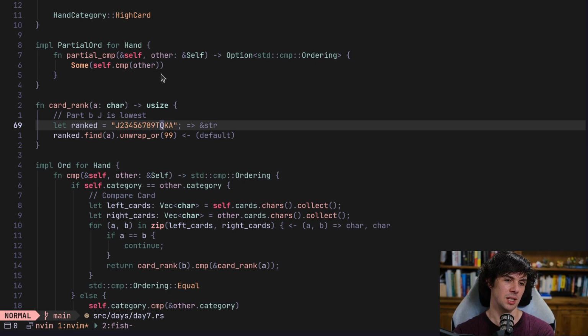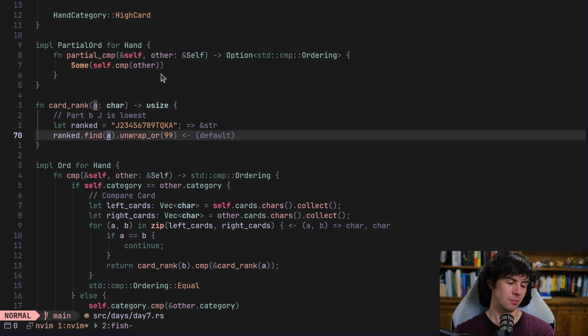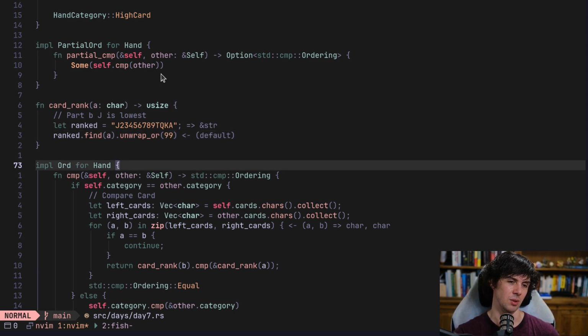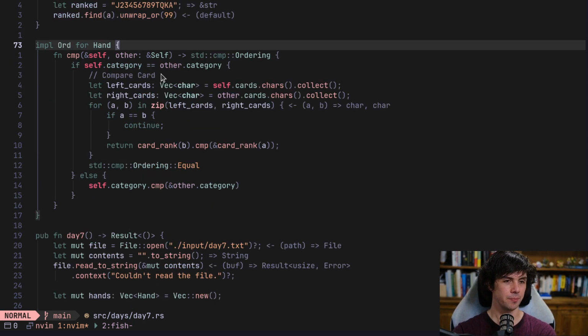J normally sits here between the T and the Q, but for part B we had to move it down to the beginning. It finds the card in the list and returns a numeric value representing where that is in the list. It does technically return 99 if there's a character that doesn't match, but for the purposes of this puzzle, that's never going to happen, so we didn't worry about that too much.